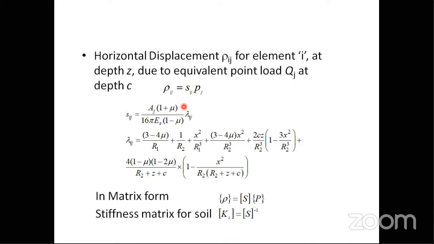So we can calculate these flexibility coefficients Sij. In the matrix formulation, the displacement vector will be equal to S times P, where P is the vector of pressures, which is unknown to us. We can take the inverse of the flexibility coefficients and get the stiffness matrix of the soil. But this approach is more suitable for only raft and not for pile, because if a number of piles are there, it is not valid actually.